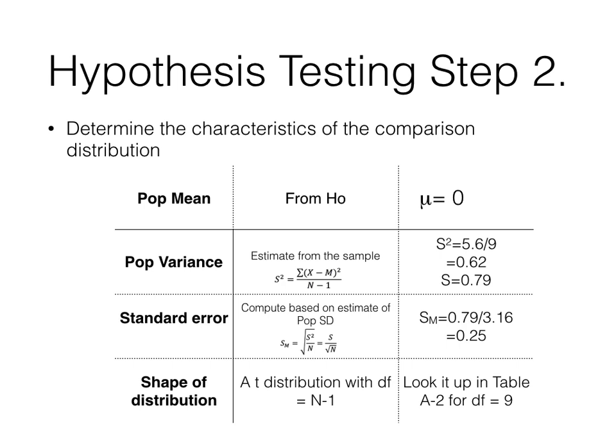The shape of the distribution, again, is a t distribution with the degrees of freedom equal to n minus 1. And I'll end up having to look up that cutoff in table A2 for degrees of freedom of 9.